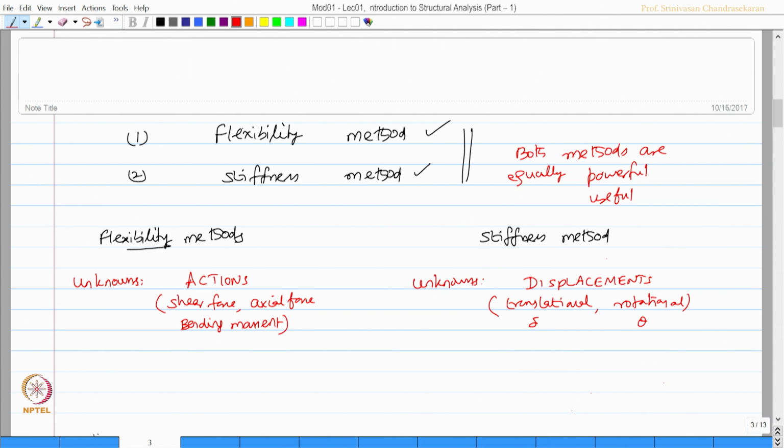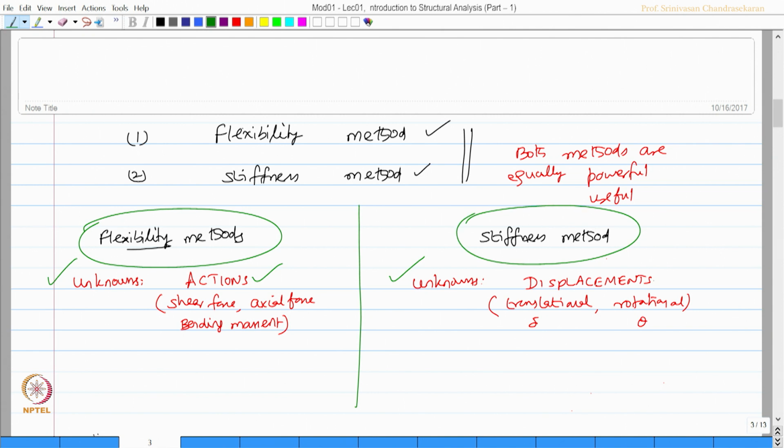So, please understand, in both the methods there is a significant difference in identifying the unknowns for formulating the problem. One method focuses unknowns as actions, whereas the other method focuses unknowns as displacements. Now, whichever is convenient to us, we should use that method, and you cannot cross these methods while the problem is being formulated. Okay?